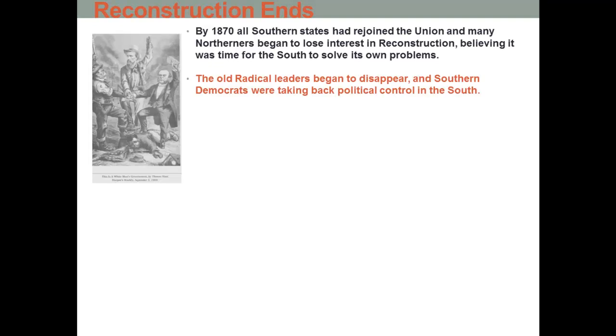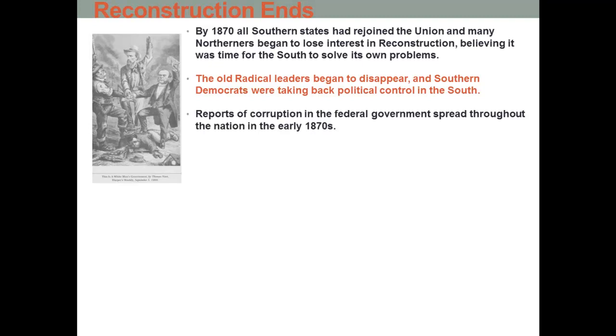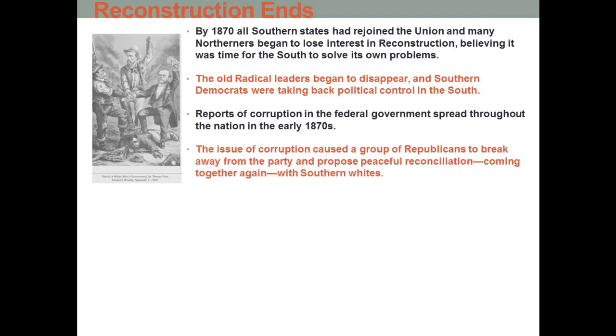The old radical leaders began to disappear, and Southern Democrats were taking back political control in the South. Reports of corruption in the federal government continued to spread throughout the nation in the early 1870s. The issue of corruption caused a group of Republicans to break away from their party and propose peaceful reconciliation, or a coming together, with the Southern whites.